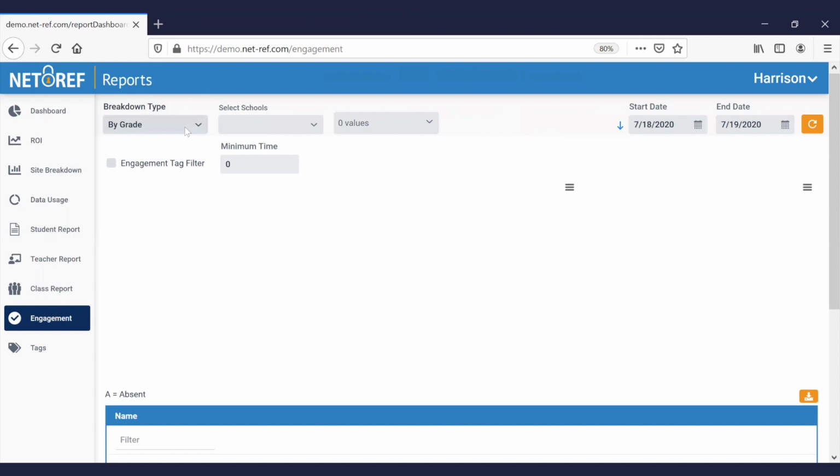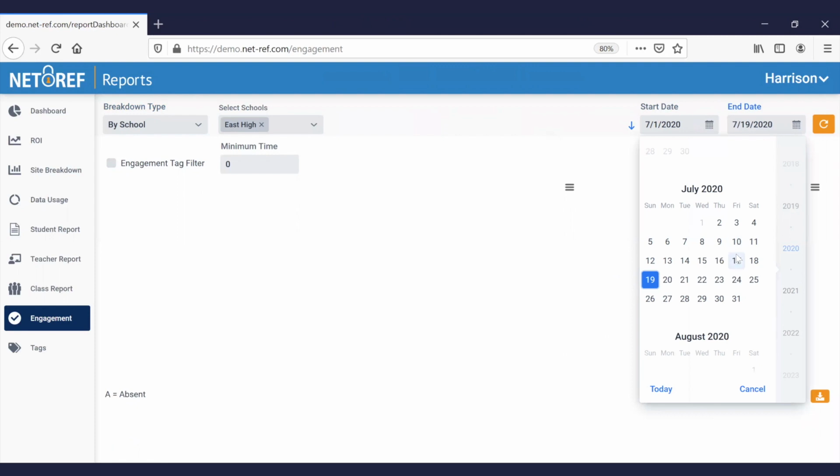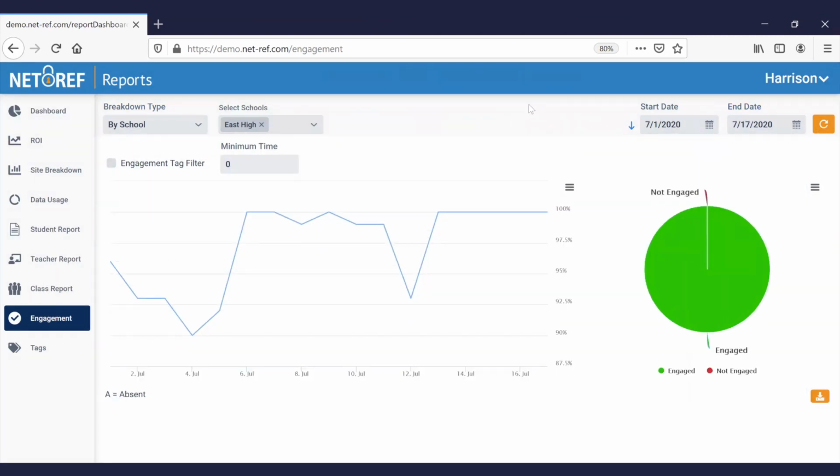If you're a superintendent or other building level or district level administrator, a great report for you is the engagement report by school. We'll take a look at East High School and run the report for July 1st through July 17th. On the left, you'll see the timeline again.